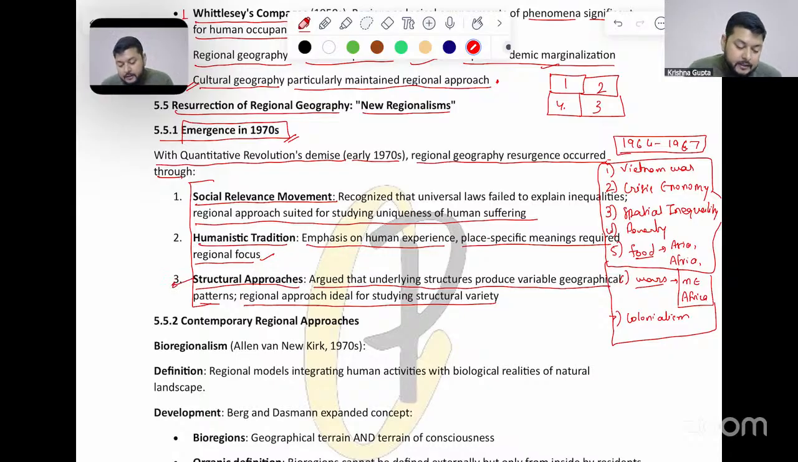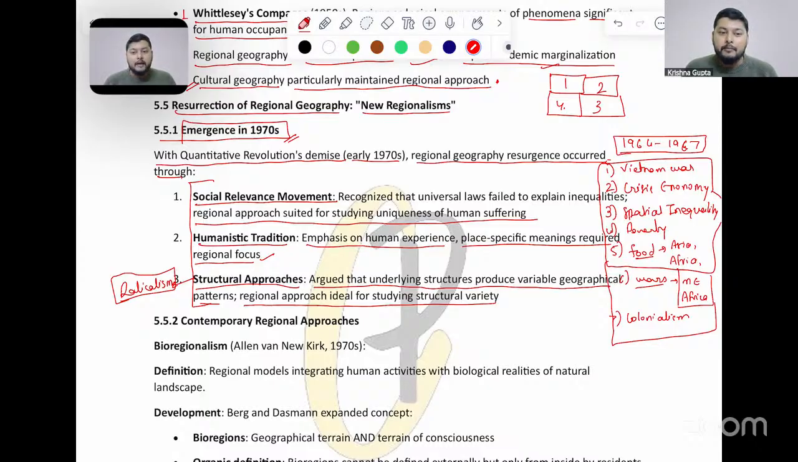Structural approaches are part of radicalism. Radicalism paved the way for the development of the structural approaches. What are the structures? What are the economic structures? That is institutions. For example, we have the United Nations. Before the United Nations, we had the League of Nations. Okay, League of Nations, that was the name.